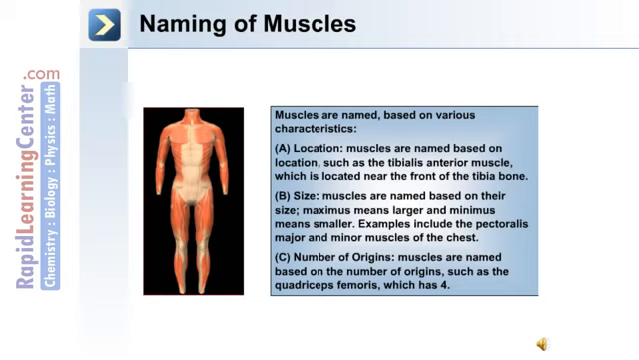Location. Muscles are named based on location, such as the tibialis anterior muscle, which is located near the front of the tibia bone. The muscle's size. Maximus means larger and minimus means smaller. Examples include the pectoralis major and minor muscles of the chest. Also, the number of origins the muscles have. The quadriceps femoris has 4 origins.